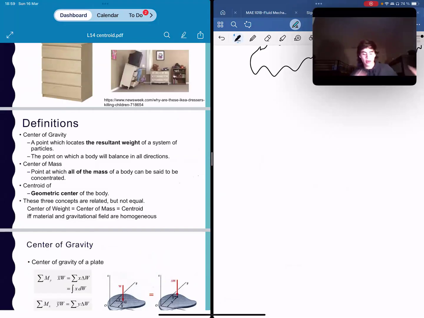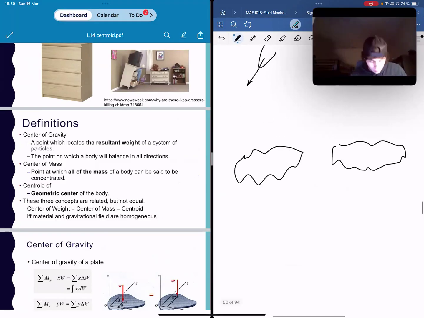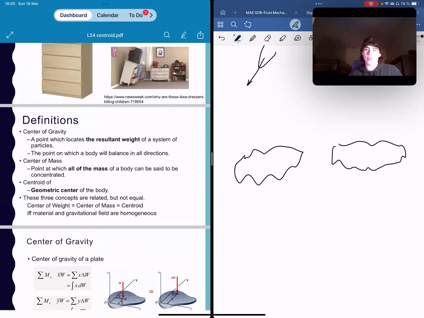The center of gravity is the resultant weight of the system and it's going to act at a position x bar, y bar, right? The center of mass is the point of the rigid body in which you could say the mass of the body is accumulated. So there's one point that describes that behavior of the rigid body. And the centroid is just the geometric center of the body, which I guess is the more intuitive.